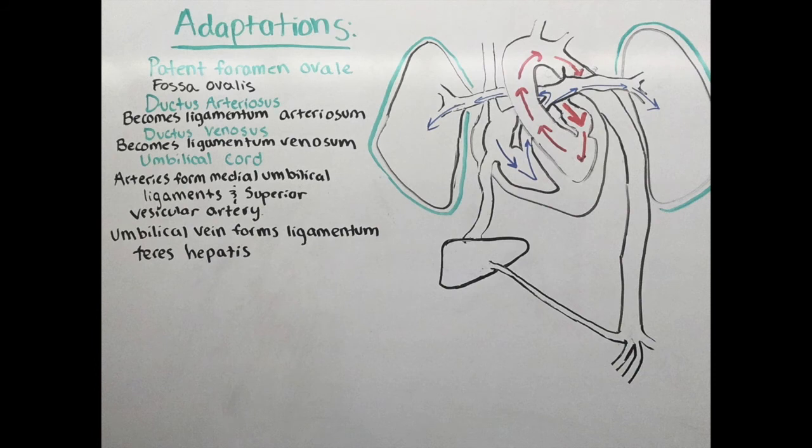And oops, we forgot to add the fossa ovalis to the list. The closure of these shunts completes the transition from fetal to newborn circulation.